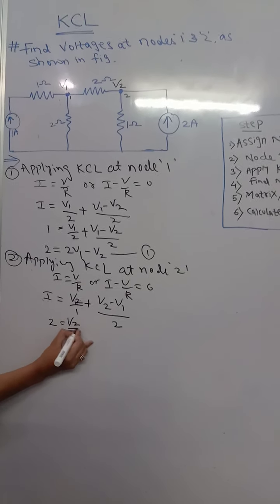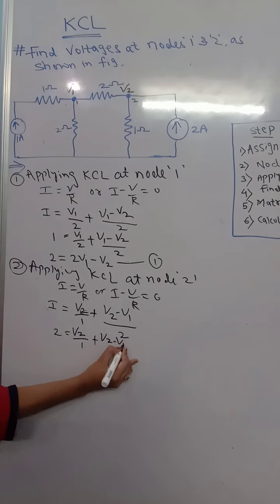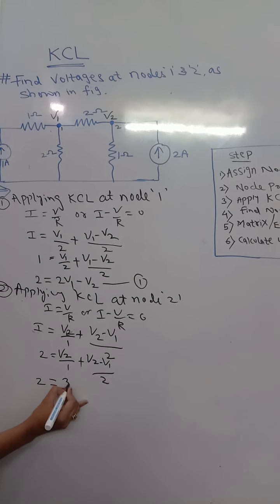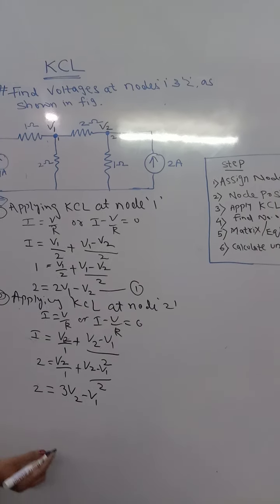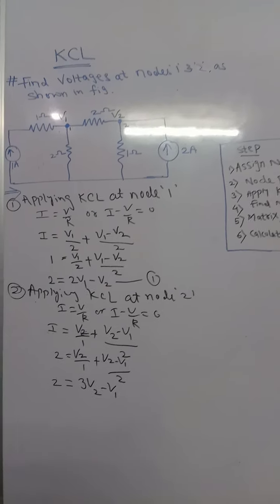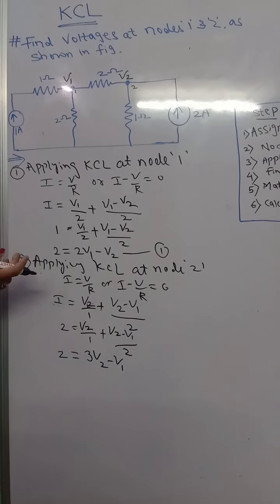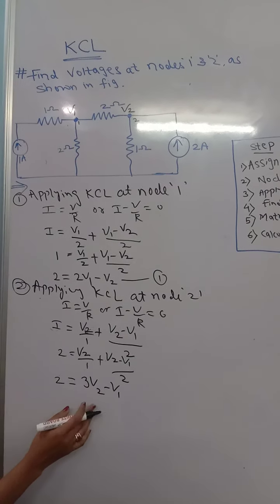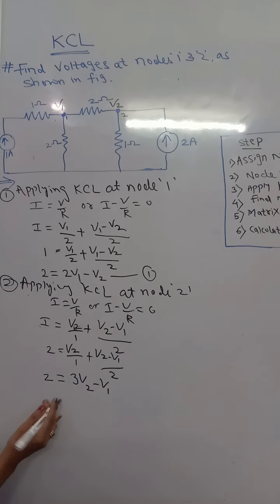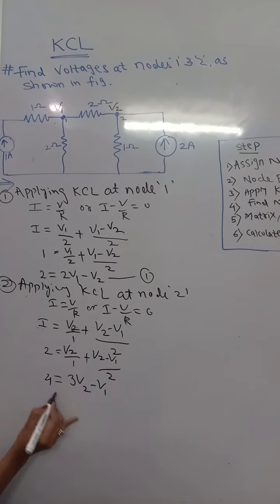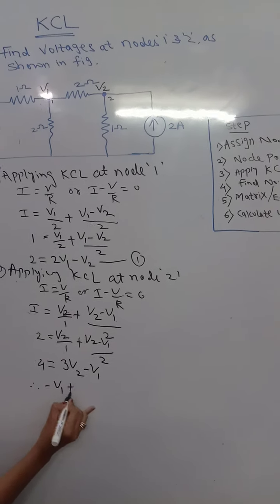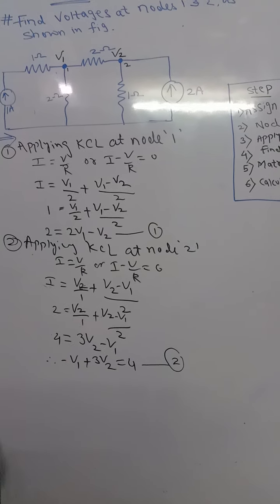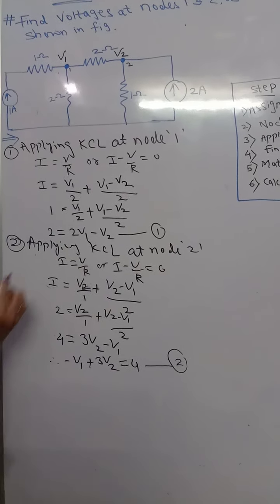2 equals V2 divided by 1, again V2 minus V1 divided by 2. So you will get the LCM here as 2, and here it will be 3V2 minus V1. So finally, if you substitute, you will get, you may even note, if you want to take this V1 as positive, otherwise V1 will be as it is. So here 2 will be 4. So finally you will get minus V1 plus 3V2 equals 4, which will be my equation number 2. Ultimately, just note down these two equations.